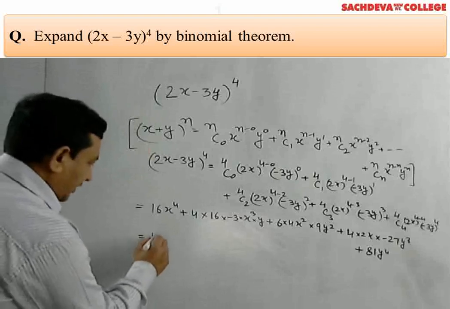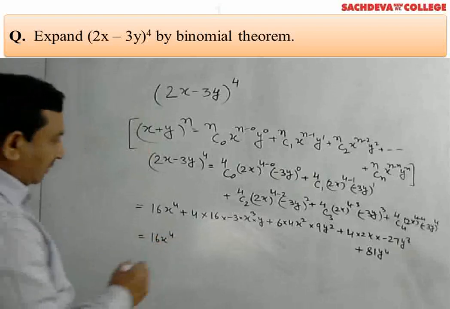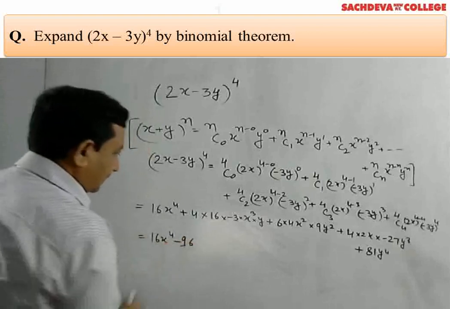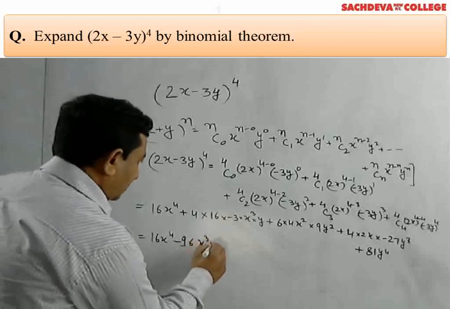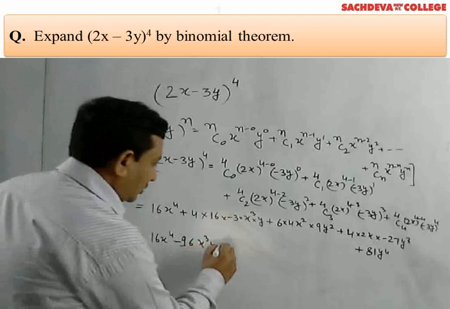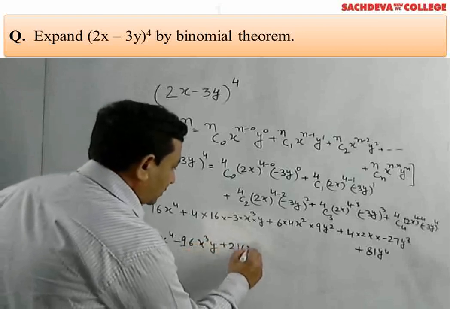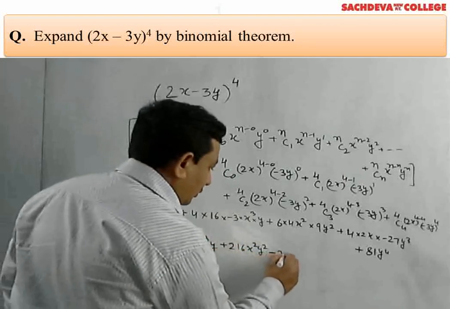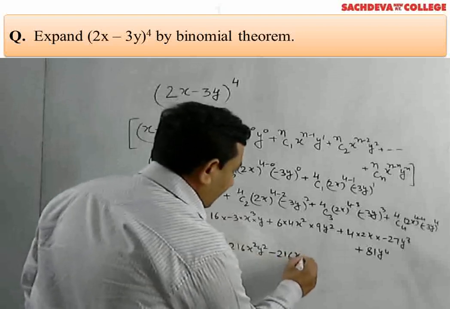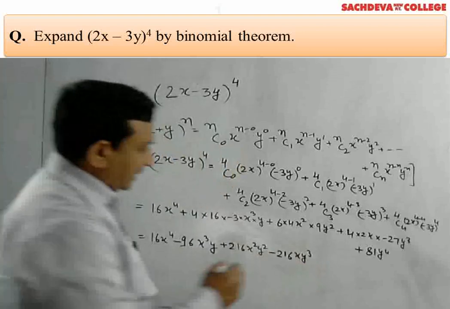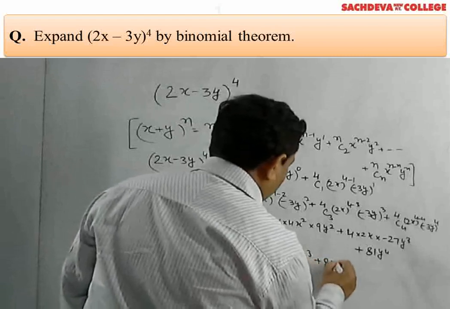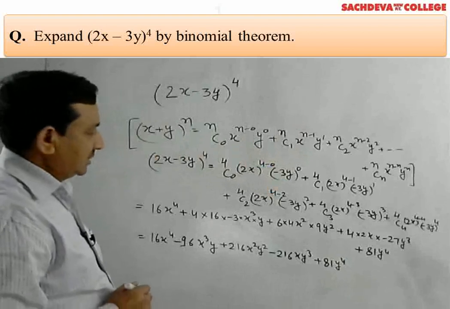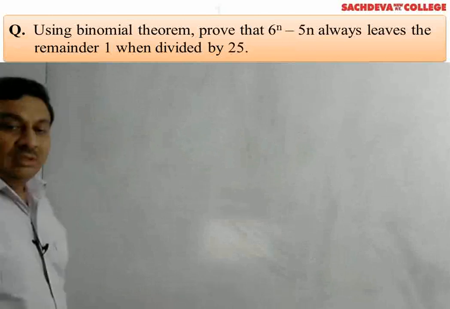and will be equal to 16 x to the power 4 minus 96 x cube y plus 216 x square y square minus 216 xy cube plus 81 y to the power 4 is the result of this expression by binomial theorem. Now we solve the next problem.